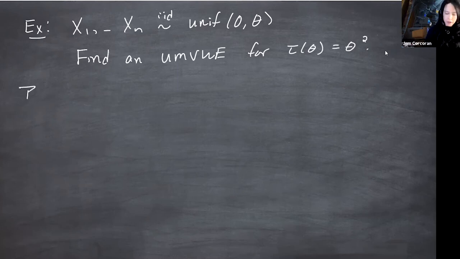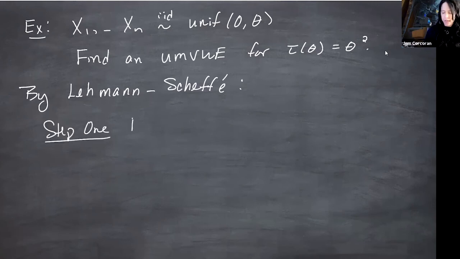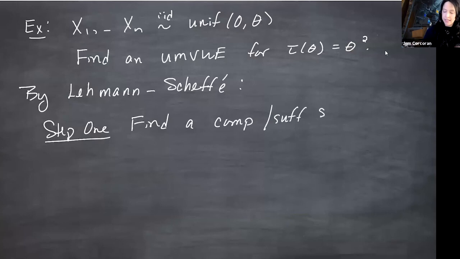So because I meant to recap this, but I didn't, I'll just sort of put that into my problem. By the Lehmann-Scheffé theorem, we have to do 2 steps. Step 1 is to find a complete and sufficient statistic S.